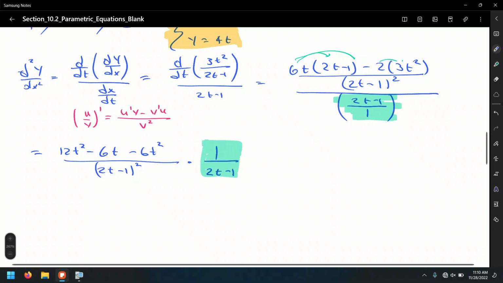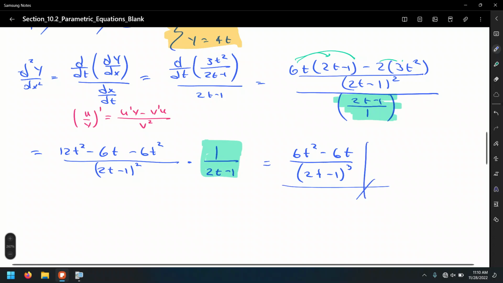So there's a couple of things we can do. Combine like terms in the numerator and multiply powers of 2t minus 1 in the denominator. That's going to give us the quantity 6t squared minus 6t over 2t minus 1 quantity cubed. And even though we can factor out a GCF in the numerator, that's really not going to help to simplify the whole derivative. So let's call it the final answer for the second derivative.